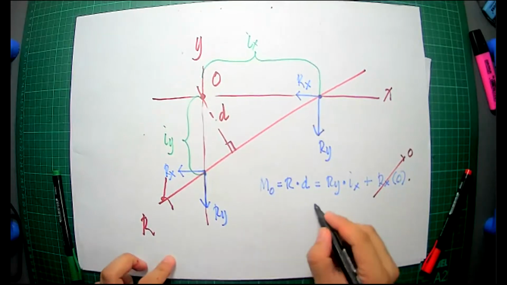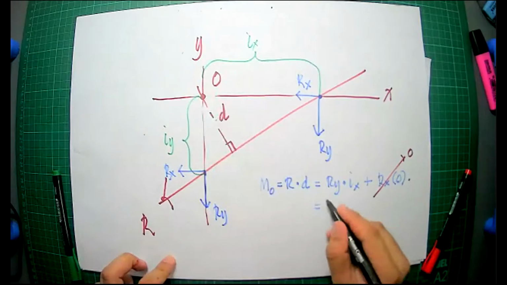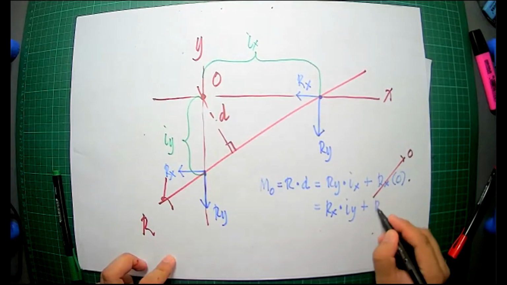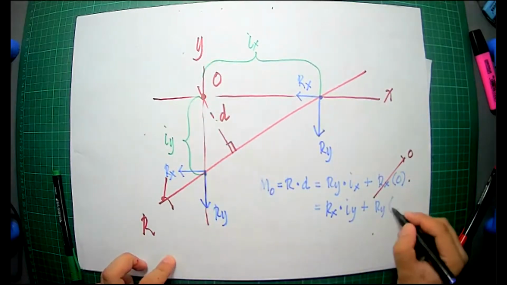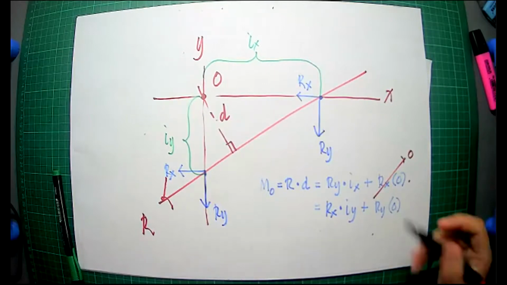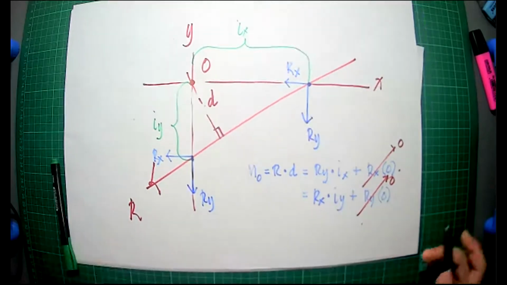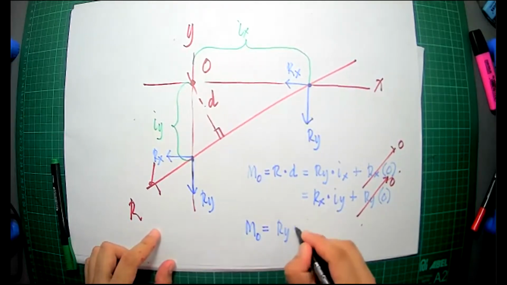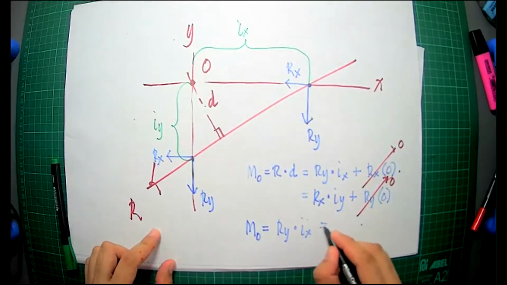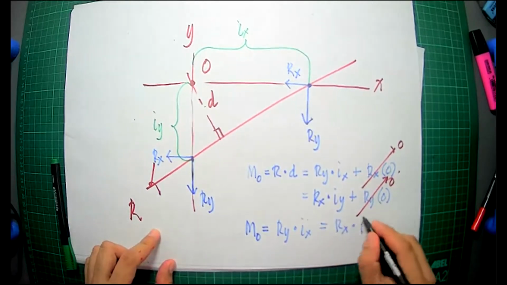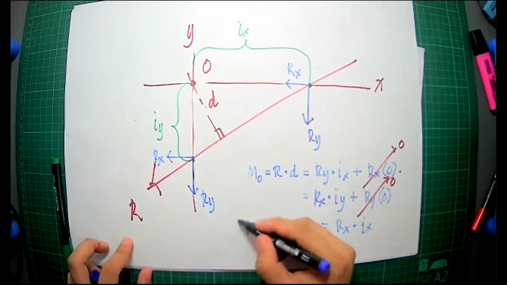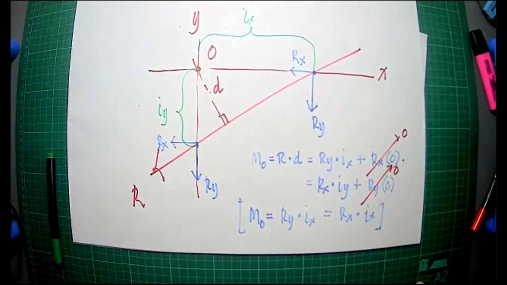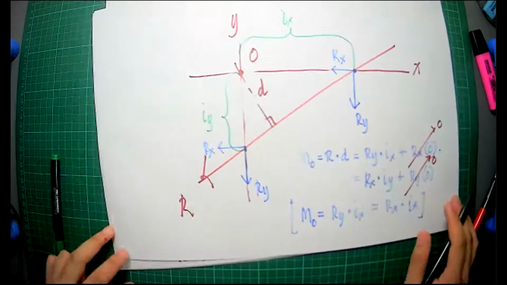And it is also equal to Rx times I sub Y plus Ry times 0, since it passes through the point O. So basically, MO is Ry times I sub X and is also equal to Rx times I sub Y. This will be another formula to understand. Here we can now get I sub X because we have MO.